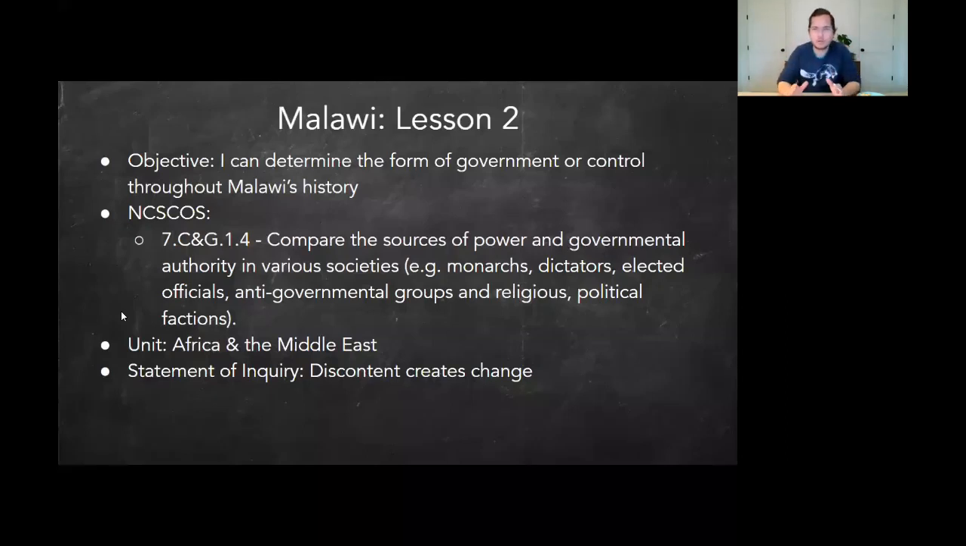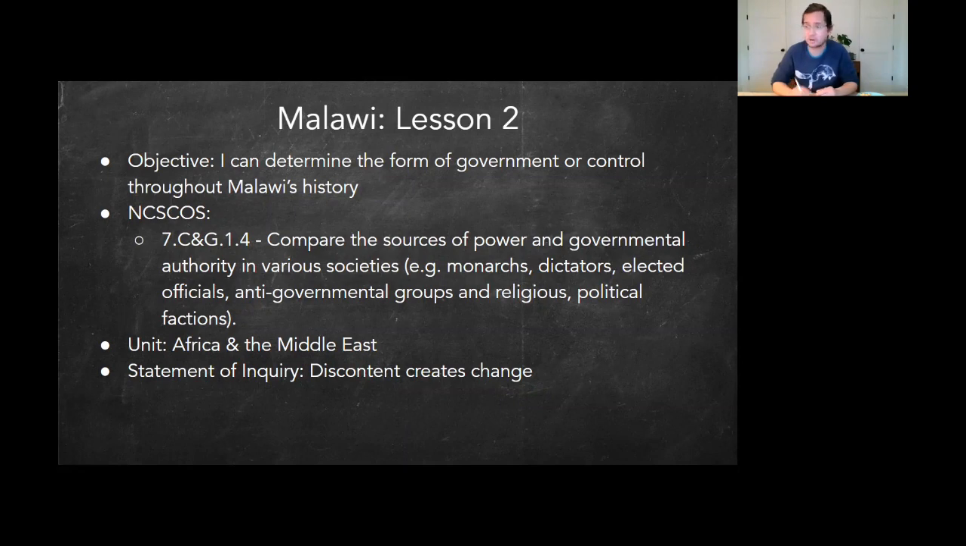Lesson number two. If you look at the objective here, determine the form of government or control throughout Malawi's history. Malawi has had many different forms of government and types of control throughout its history. And I'm just going to go over a timeline for you.